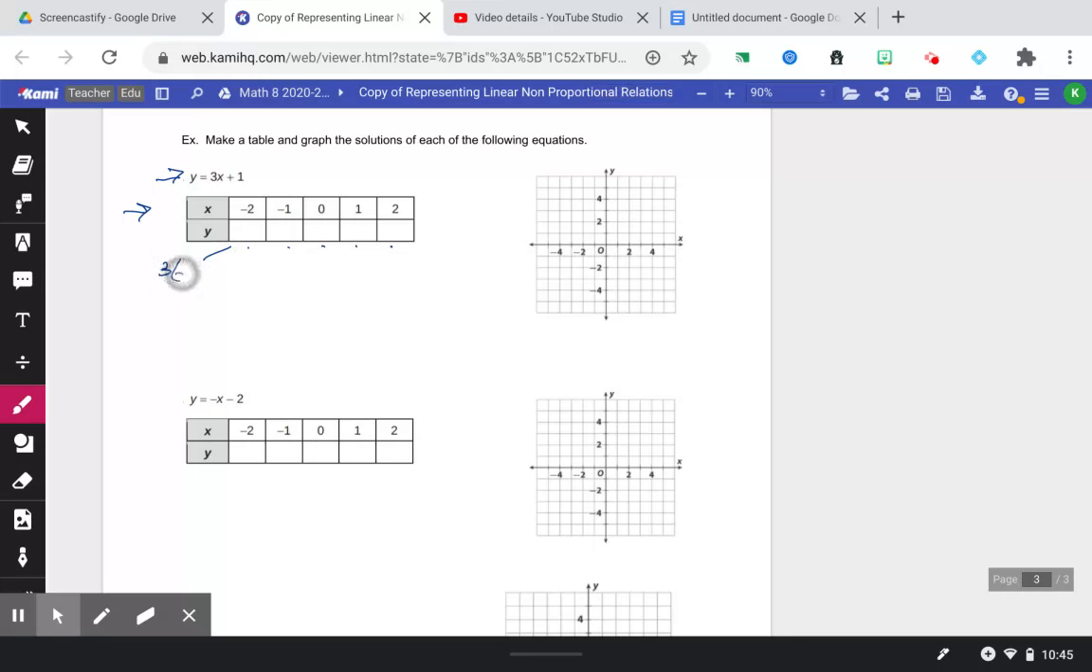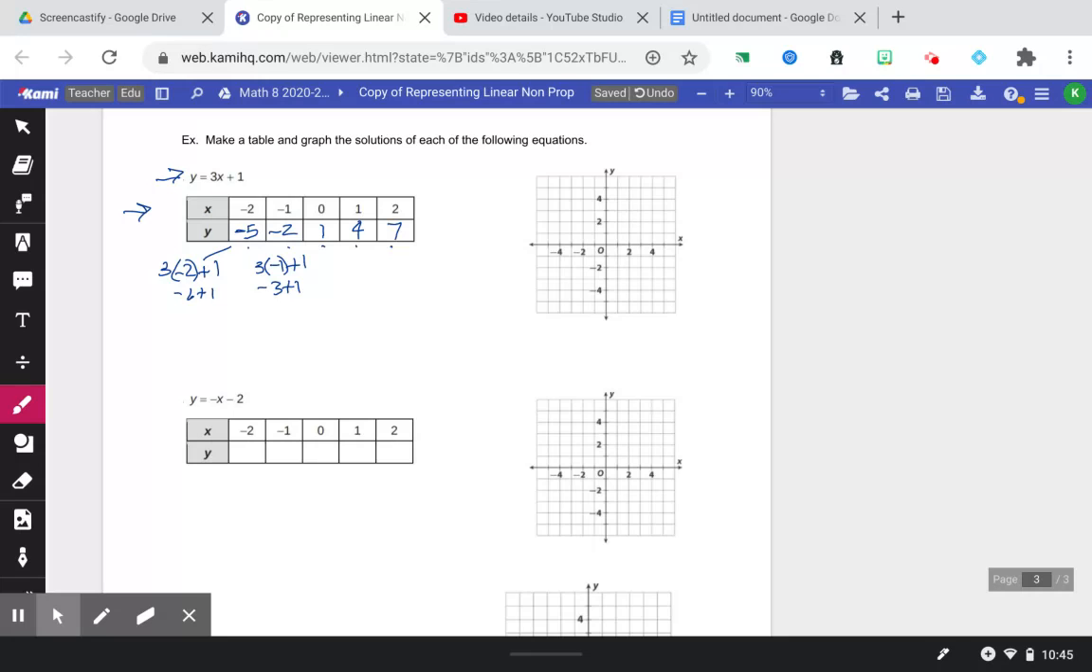I'm going to plug in -2 for my x value and solve it. I get -6 plus 1, so my y value is negative 5. Do the same thing for when x is negative 1. I'm going to plug in negative 1 for x, do the math, and that means my y will be negative 2. I'm going to plug 0 in. So 3 times 0 is 0, plus 1 is 1. Plug 1 in. 3 times 1 is 3, plus 1 is 4. Plug 2 in. 3 times 2 is 6, plus 1 is 7.